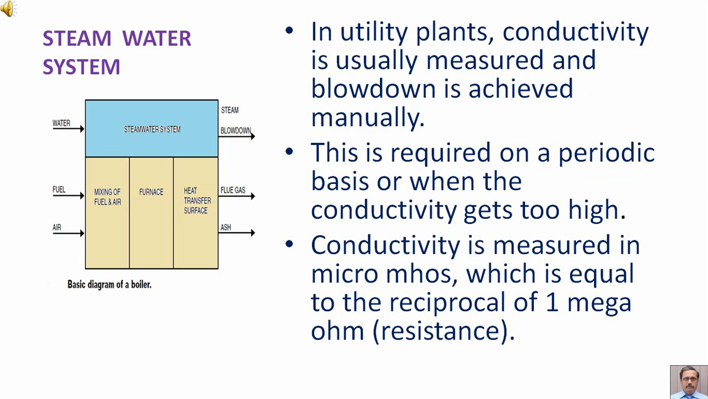In utility plants, conductivity is usually measured and blowdown is achieved manually. This is required on a periodic basis or when the conductivity gets too high. Conductivity is measured in micromhos, which is equal to the reciprocal of 1 megaohm resistance.